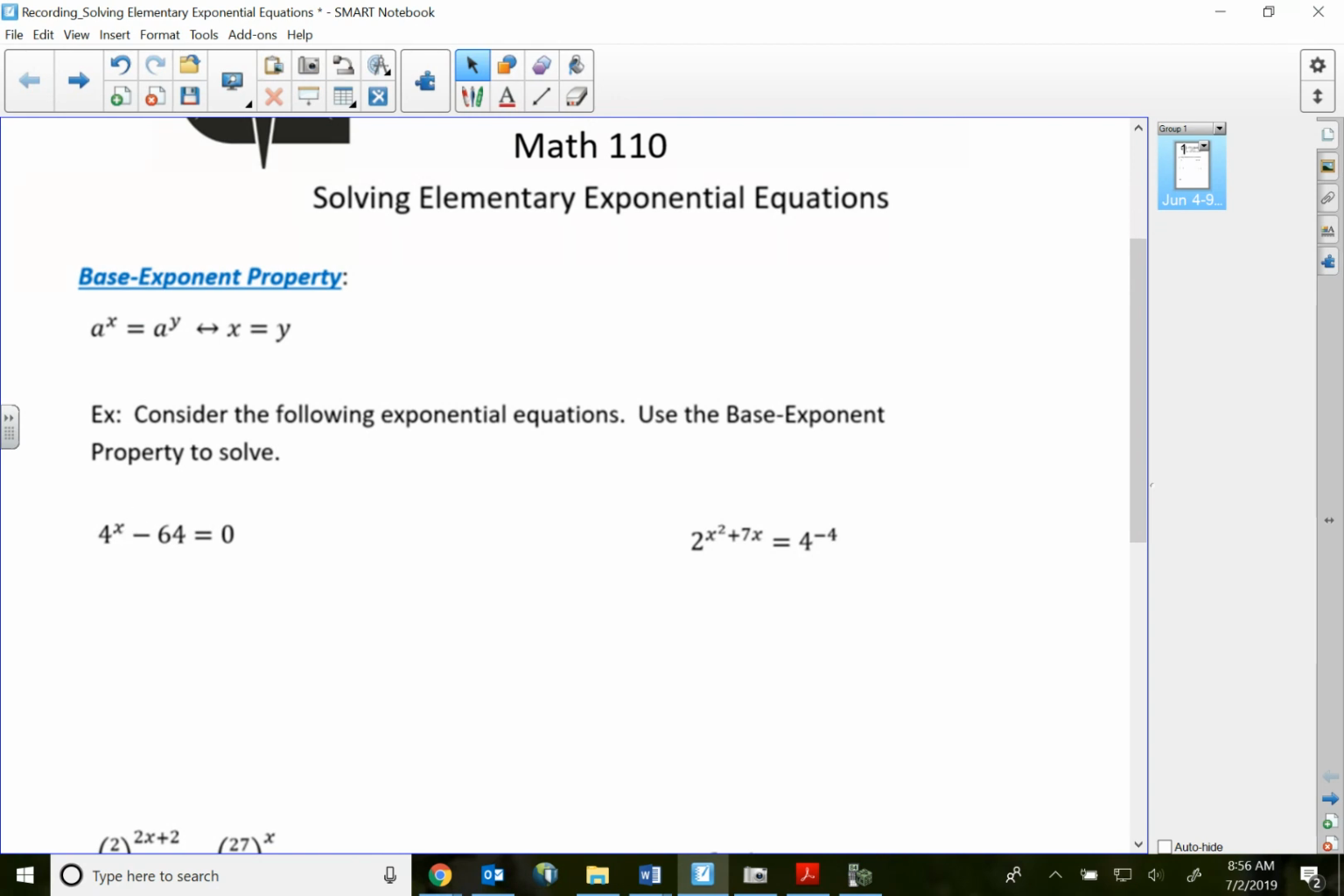I've got a variable in the exponent. So the idea is to make the bases the same so we can set the exponents equal to each other. Here I only have two terms in this equation, so I'm going to move my negative 64 over. That gives me 4 to the x equal to 64. If I can make this base the same as 4, then I can set the exponents equal to each other.